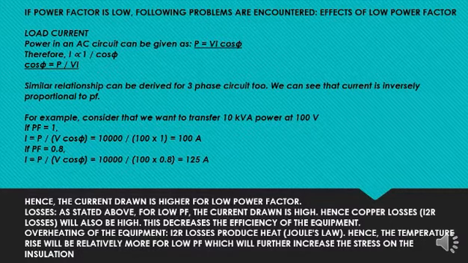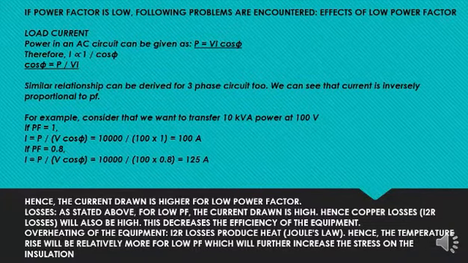For example, consider that you want to transfer 10 kilovolt-amperes of power at 100 volts. If the PF is equal to 1, I is equal to P over V cosine theta, which is 10,000 volt-amperes over 100 times the PF. Our PF is the cosine theta and it is 1 as given in this example.